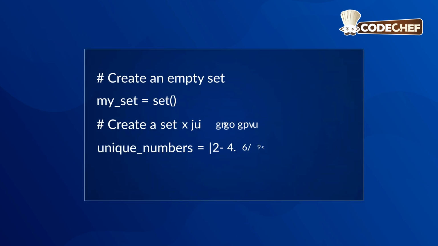A set is an unordered collection of unique elements. You create an empty set using the set constructor. To create a set with elements, you use curly braces. A key feature of sets is that they automatically remove any duplicate elements. If you create a set from a list with repeating values, the duplicates will simply be ignored. Sets are also unordered, which means the elements do not have a fixed position or index.